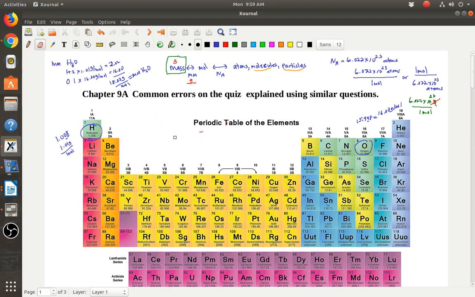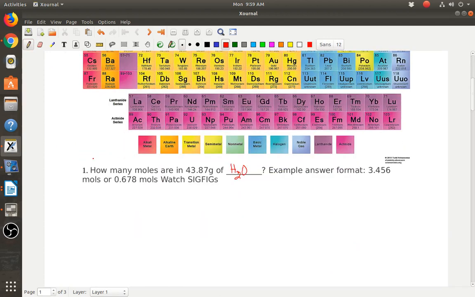And what I've done is I've basically taken the questions from the quiz, changed the numbers and the molecule or the atom, and written down everything else exactly as it was written on the quiz. And I'm going to do several questions like that and work them out for you.